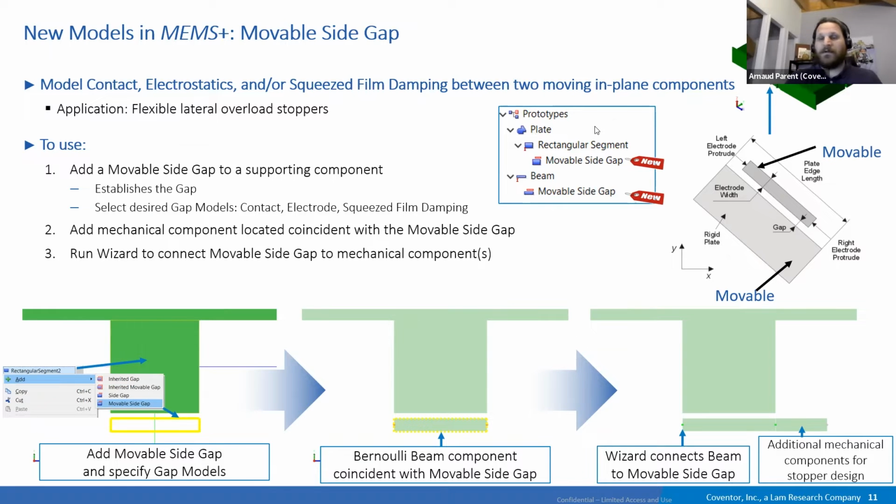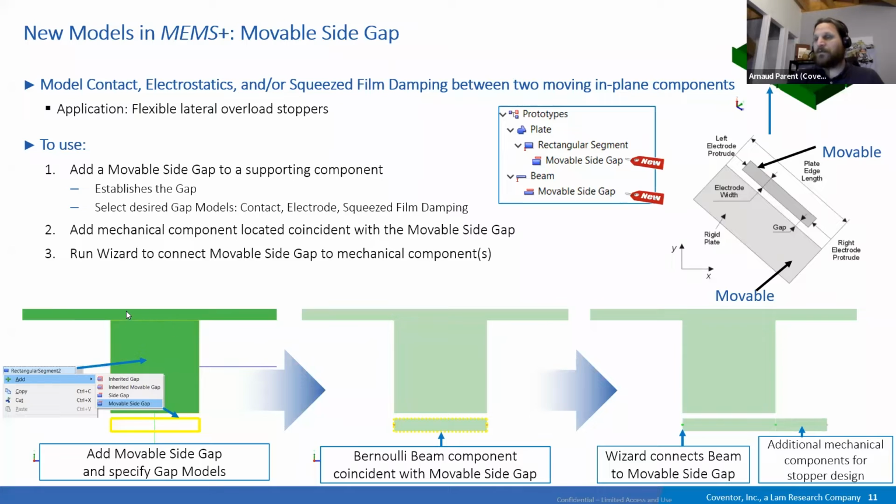Basically, the stoppers used to be fixed objects, so you would have a hard stop, and now you can model a flexible stop object here. And basically, it's what you have in a real device. You will have a designer who creates flexible stoppers to attenuate the shock when the mass touches the stoppers.